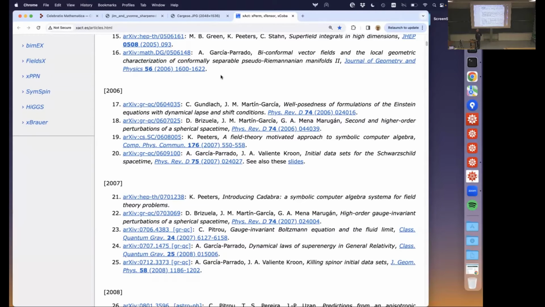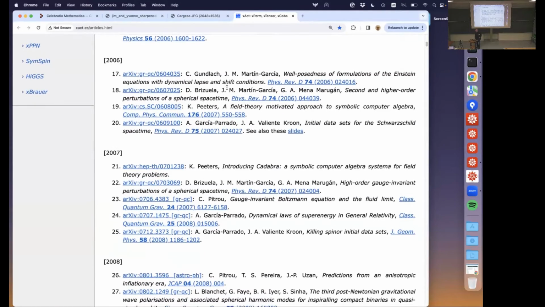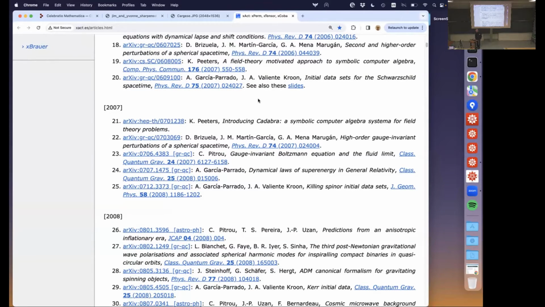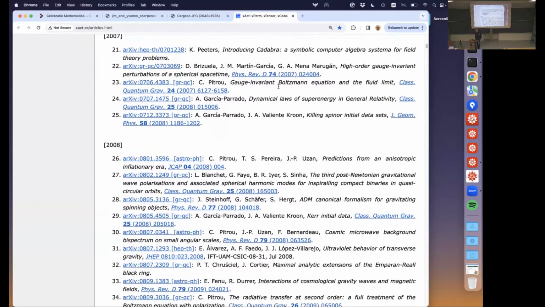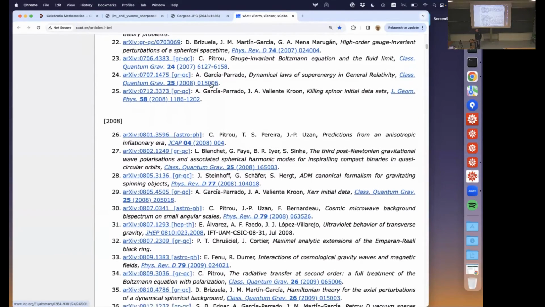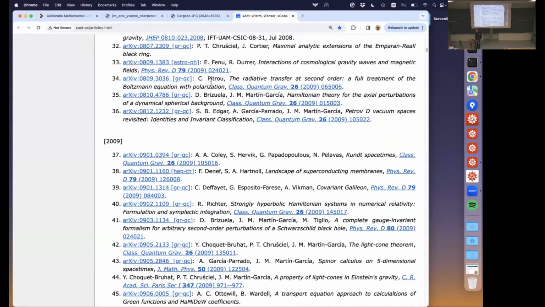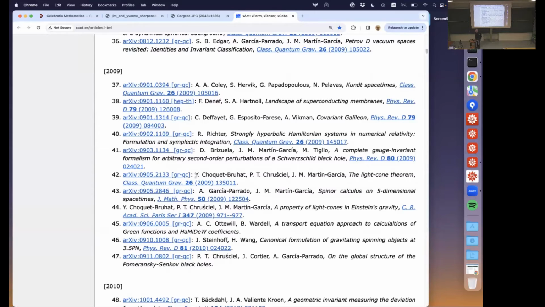Then, of course, in 2005, this area disappeared, and we moved on to something else. And I chose to go to second-order perturbation theory, again using xAct, and there are some papers here. Then Alfonso Garcia Parrado started using it, Juan Antonio Valiente, some people from astrophysics. And then here in 2009, we have the papers with Yvonne and Piotr, for example, this one.